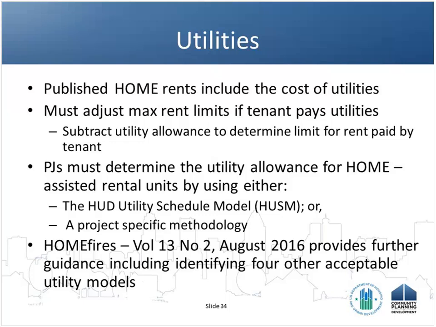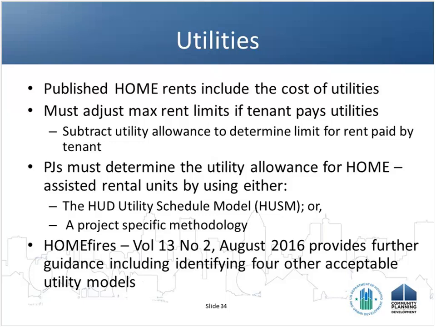And really what we're trying to accomplish here is get to a project-specific methodology. So we want to make sure that, if we build a more energy-efficient project, we're projecting lower utility costs that tenant is going to incur than we might on maybe an older project that was not as energy efficient. That property would have higher utility usage, and we want to get our utility allowances to line up with what we really expect for each individual project.